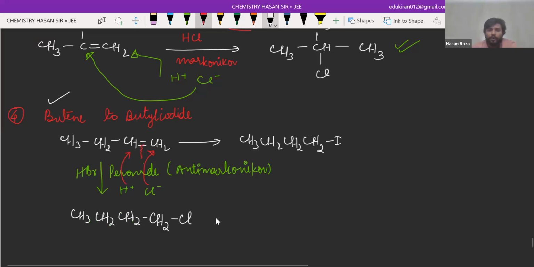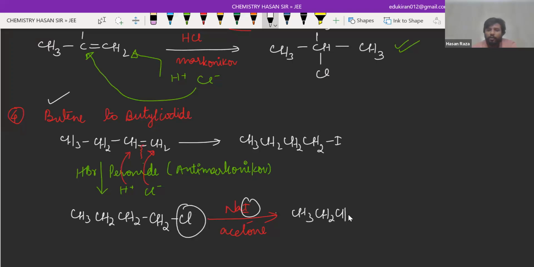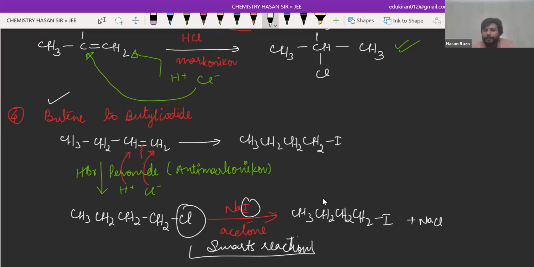After this, what you need to do, just react with sodium iodide in the presence of acetone. So what you will get, basically this chlorine will be replaced by iodine, and you will get iodobutane or butyl iodide. And as a byproduct, you will get NaCl. And this reaction is basically known as Schwartz reaction. Do you remember, Savage, you did? Shahid and Arif.